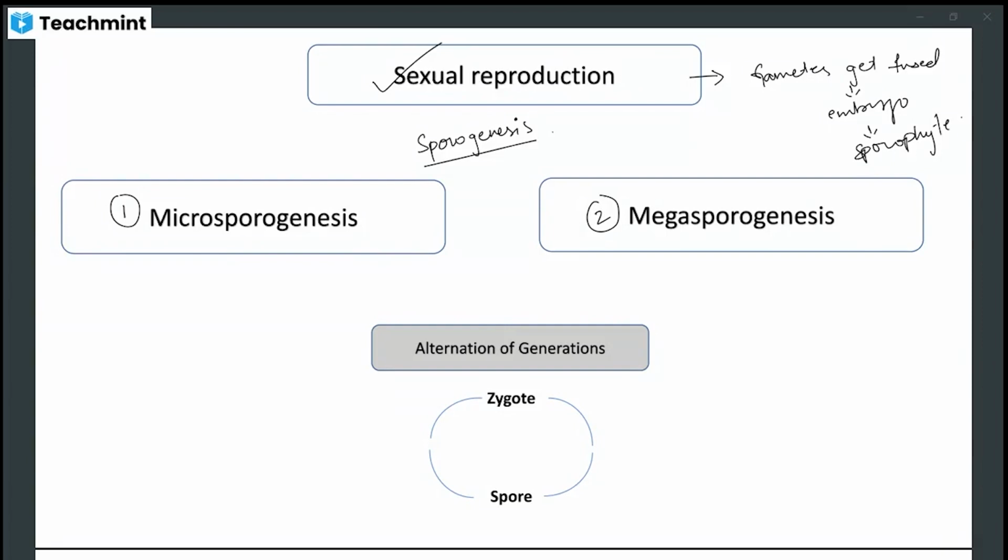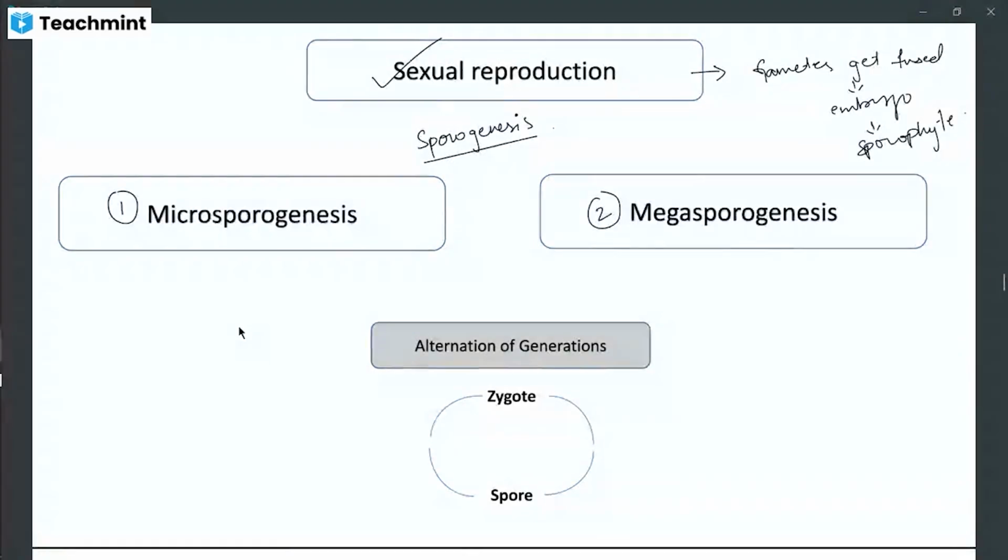Sir, it is basically a reduction process in which we get from diploid to haploid condition. You want to tell that it is the process of formation of spore. Yes, sir, either microspore or megaspore. Okay, so what do you mean by microspore and megaspore? Sir, microspore basically means pollen, which contains the male gamete. Okay, microspore is pollen. May I know your name? Sir, Navneet.